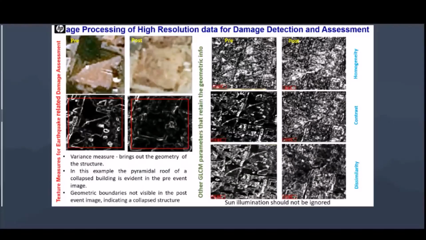There are other GLCM parameters which can be used for damage assessment. Okay, so there are various applications. Here you can see that was done using texture parameters. We can also use RGB IHS transforms to find out which areas got damaged.